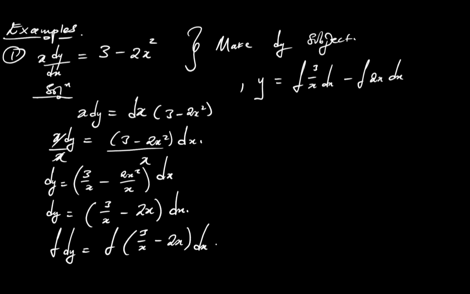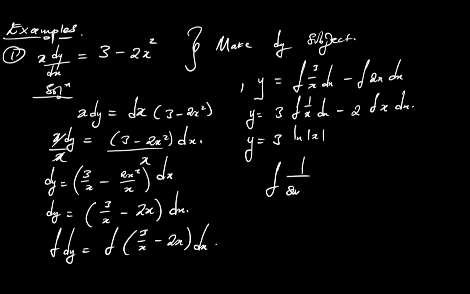You can always pull out the constants. This will be 3, then the integral of 1 over x dx minus 2, the integral of x dx. Now, what's the integral of 1 over something? So y is equal to 3. The integral of 1 over something is basically ln of something. So ln of the absolute value of x. Remember, whenever you have the integral of 1 over something, then dx, be mindful that this will always be equivalent to ln of the absolute value of something. Never forget.